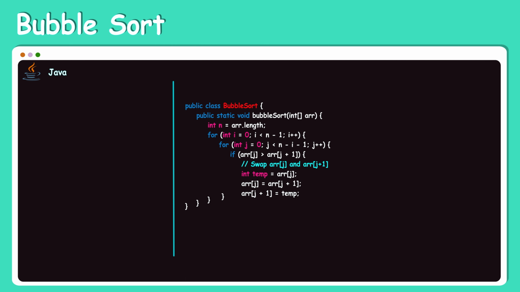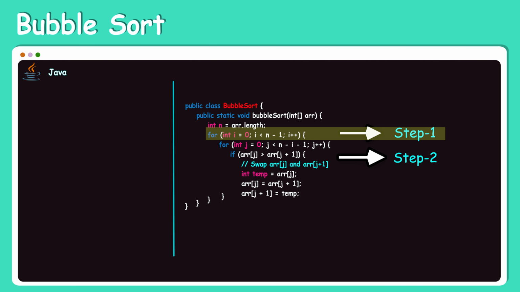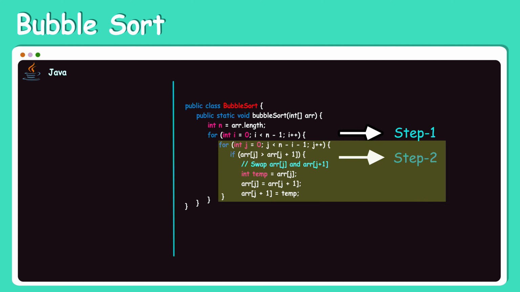As we discussed in our previous chapter, the bubble sort algorithm has mainly two steps. In the first step, we iterate through the entire list, and in the second step, we keep comparing the adjacent elements. Using the outer or first for loop, we iterate through the entire list, and in the inner loop, we keep comparing the adjacent elements. Based on our sorting order requirement, we swap them if the adjacent elements are in unsorted order.